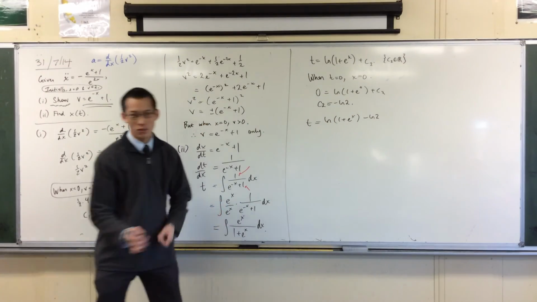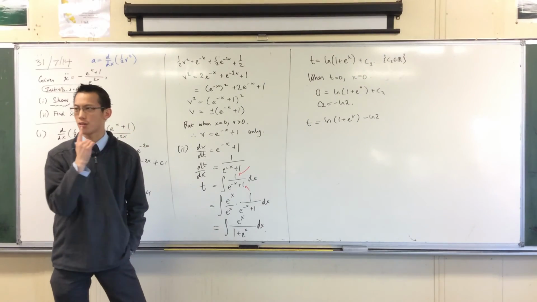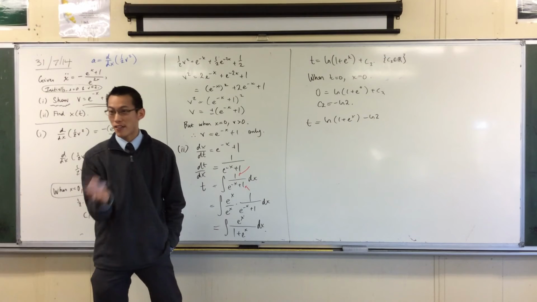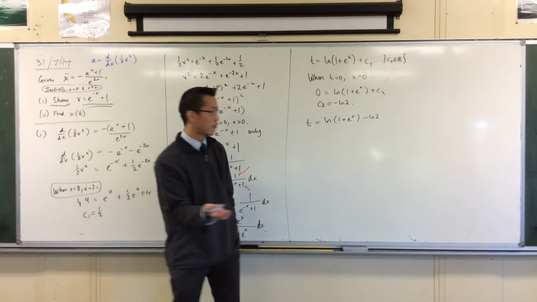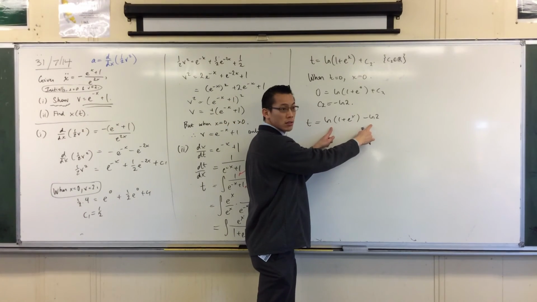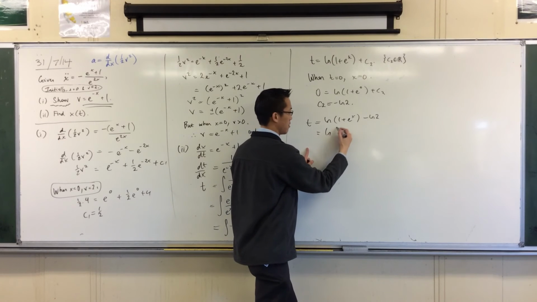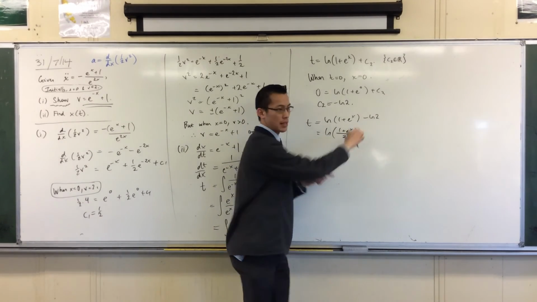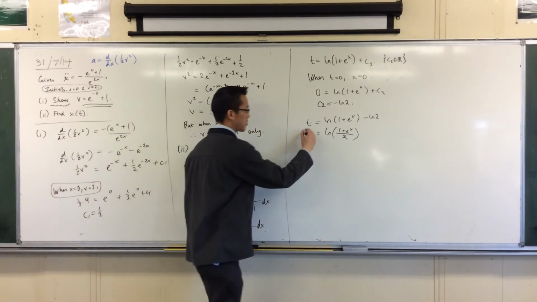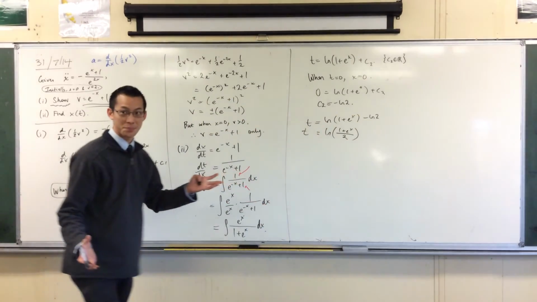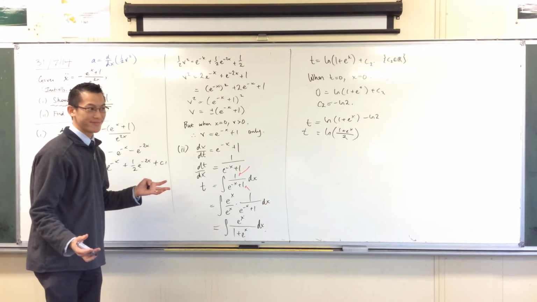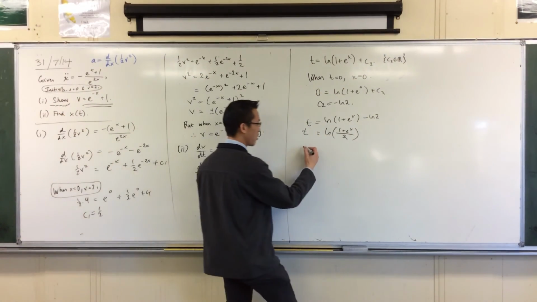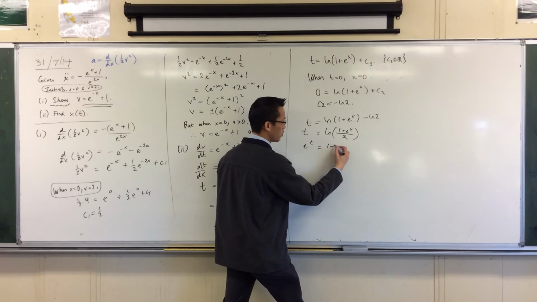So what can I do here that will make it easier to tease out x on its own? I've got some log laws I can take advantage of here, right? Namely, when you subtract logs, that means division, yeah? So you've got 1 plus e to the x divided by 2. That's what that minus means, okay? That's time, okay? Suggestions? Write it as an exponential equation because it's a log equation right now. So I'll go e to the power of t equals.